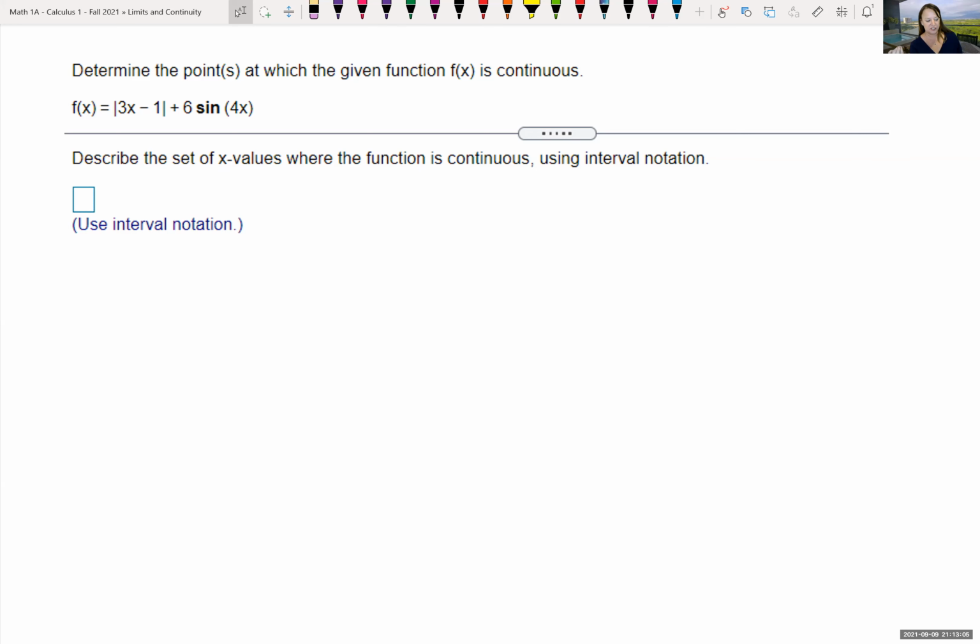And this trig function, sine, is continuous everywhere. It's defined for all real numbers. And so looking at this, I see that there's no problems. And so it's going to be continuous everywhere. And so this one really should just be negative infinity to infinity.